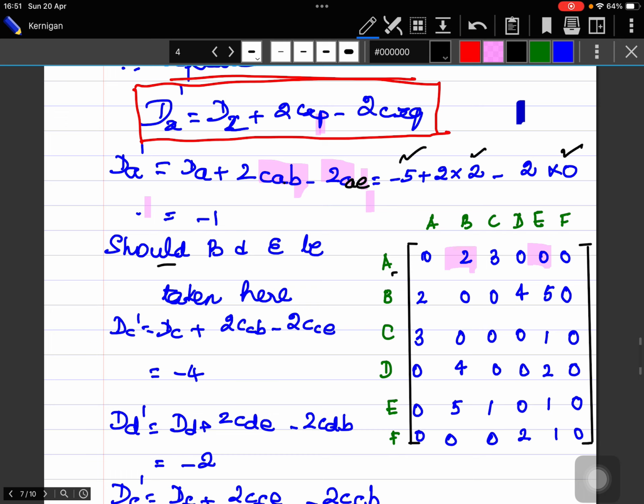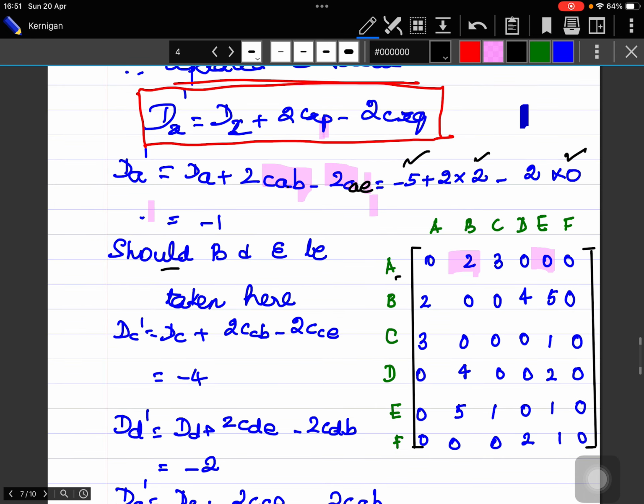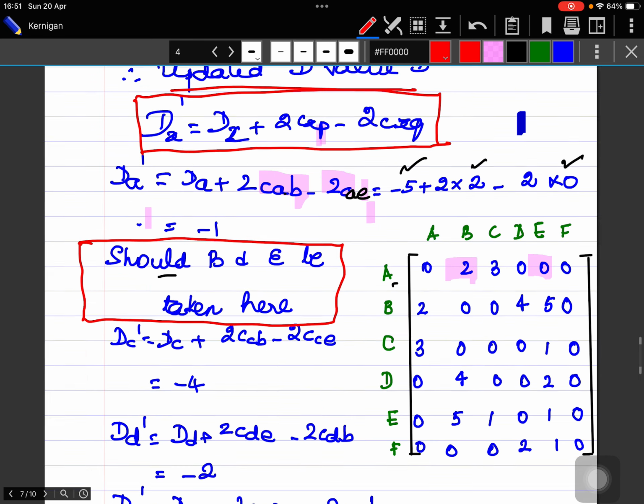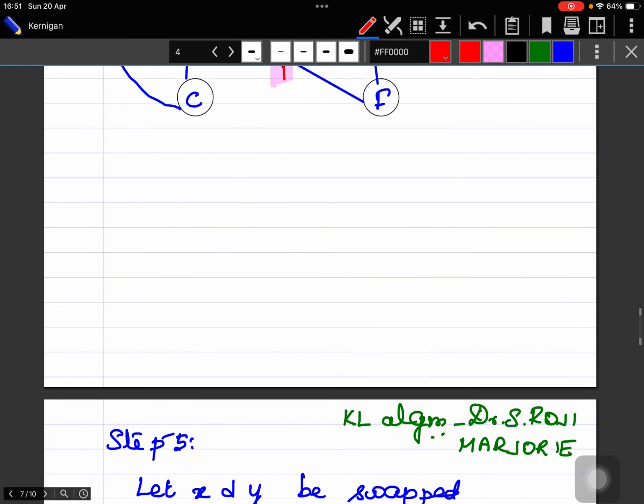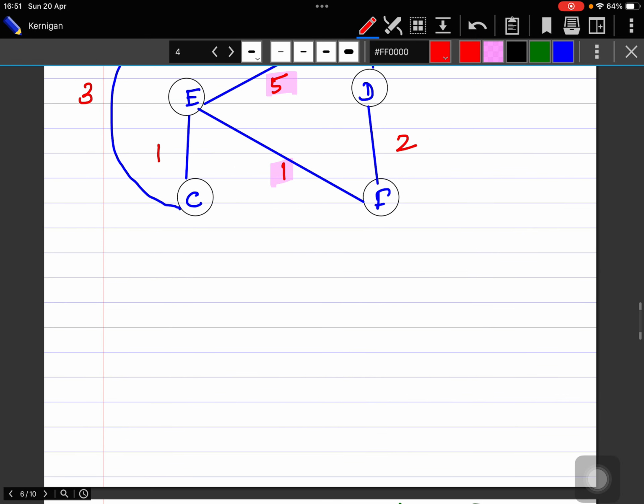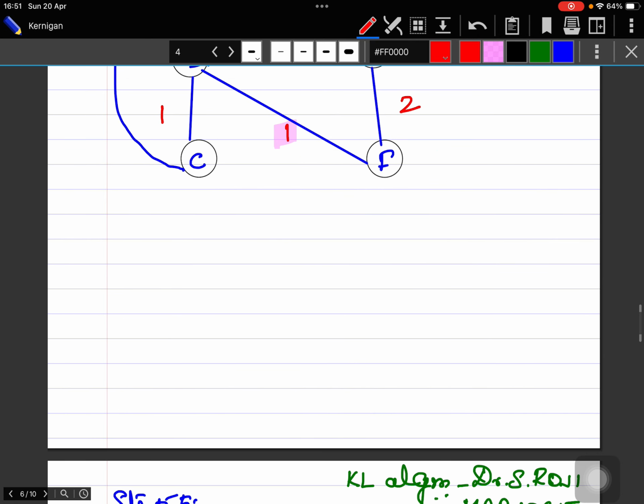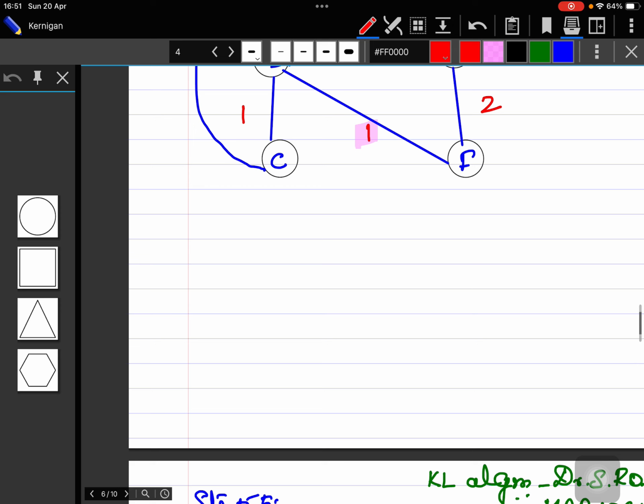Now I have a question for you. I am going to form the updated d values, dA dash, etc. Should B and E be taken here? Not necessary. You have swapped B and E, so you can assume that B and E are temporarily locked. Can I show that as a diagram so that you will remember that?